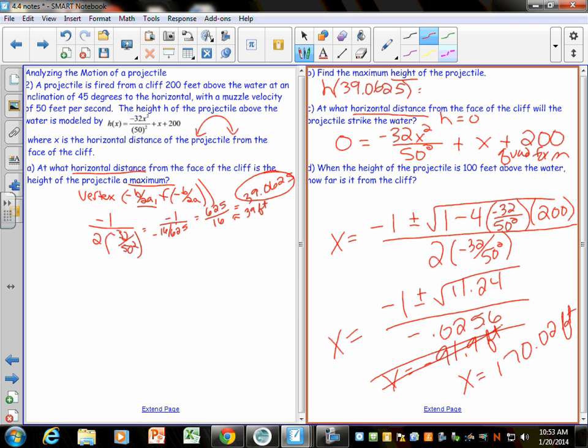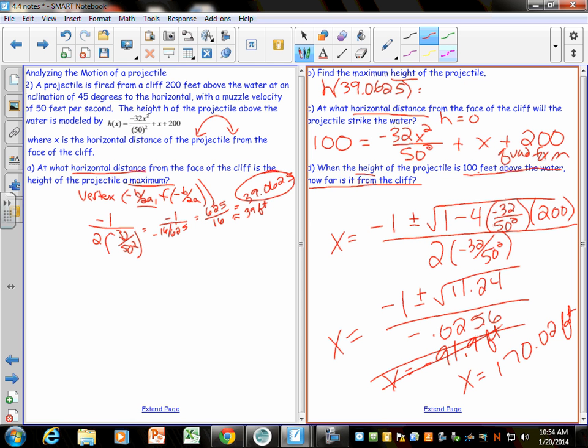What about part D? Part D says when the height of the projectile is 100 feet above the water, how far is it from the cliff? Does that ask you to solve for x again? When the height is 100 feet from the water, how far is it from the cliff? Where am I going to put that 100? Which means instead of having 0 here, would I just have 100 there? Because now the height is 100. Which means to solve that, you'd have to subtract 100 over here.